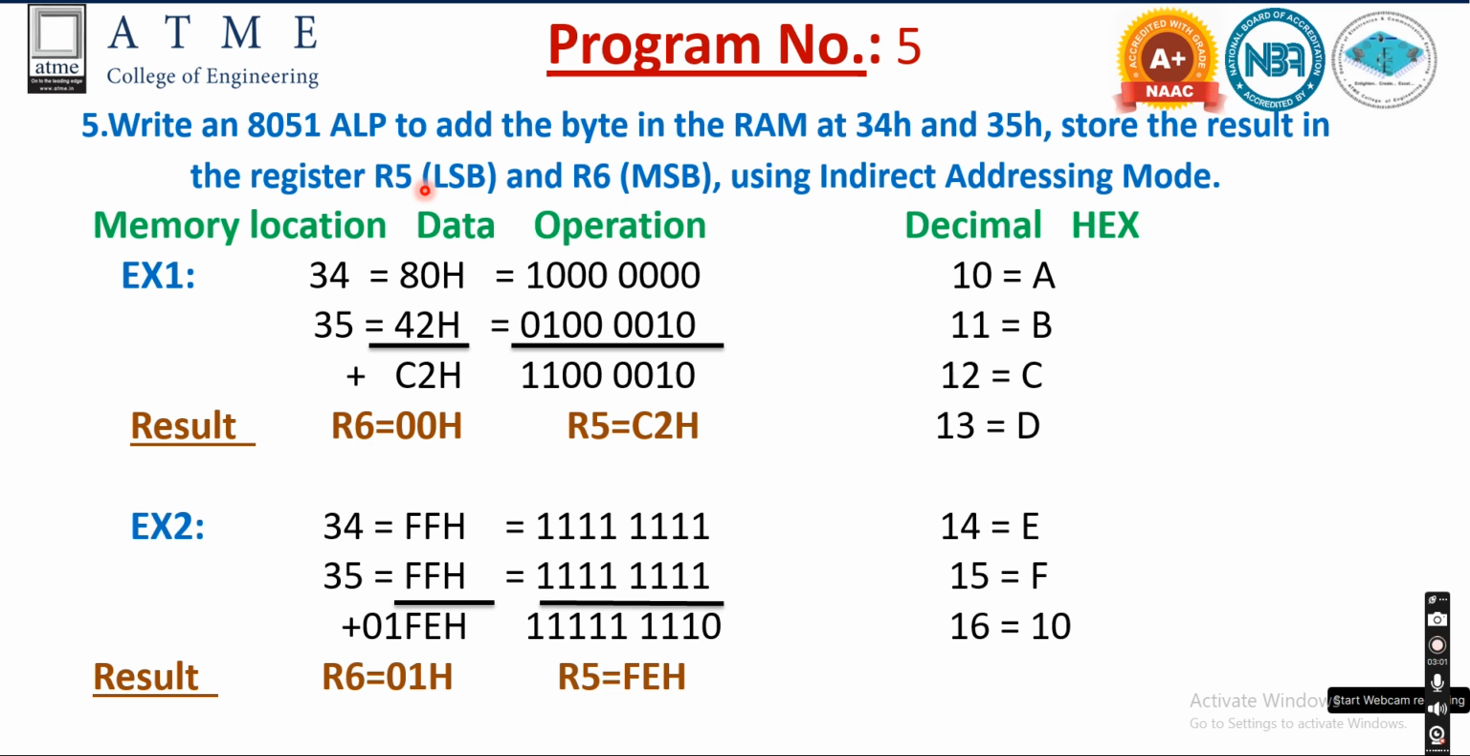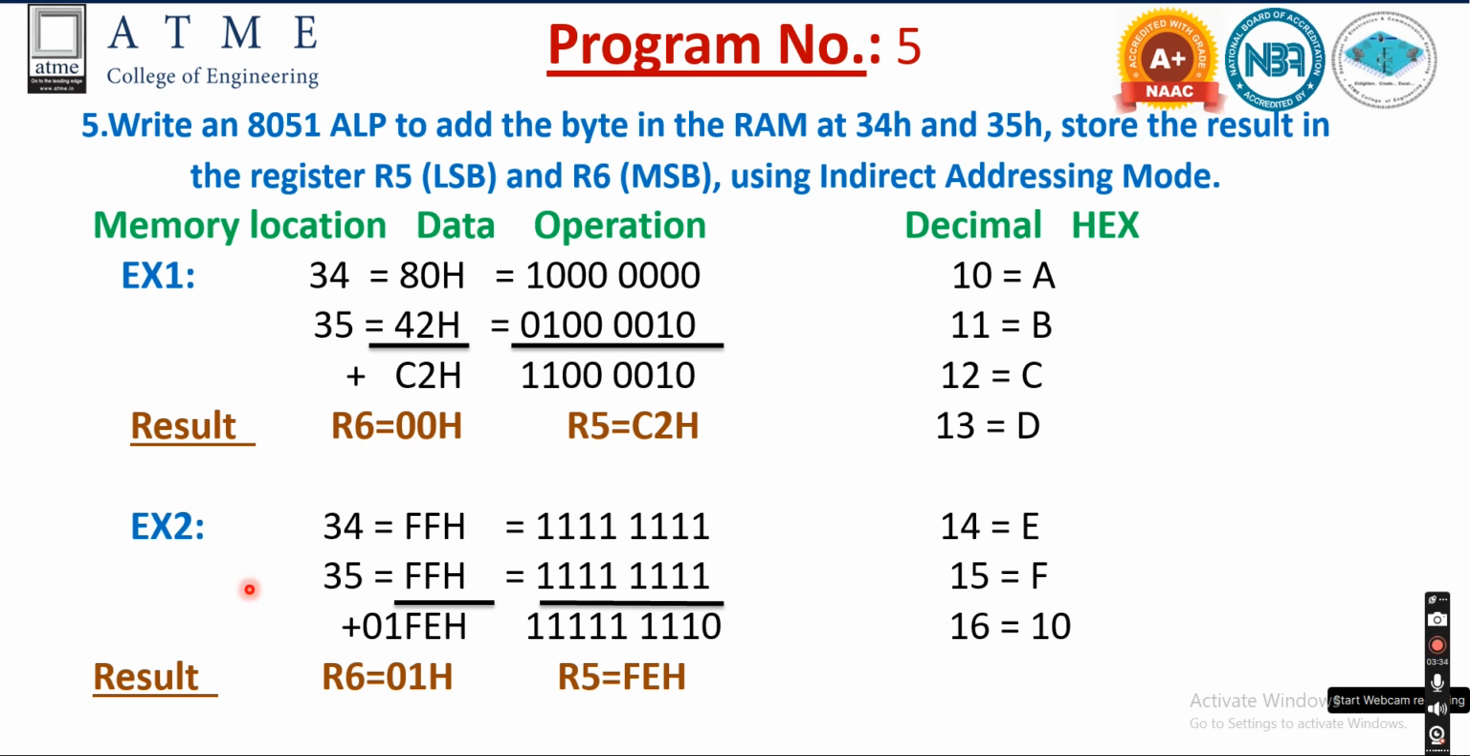Here, as per the given instruction, the R6 register holds the MSB byte of the result. In this case, the MSB byte is 00, so R6 is equal to 00H. Whereas R5 holds the LSB byte of the result, that is, C2 is stored in R5. Similarly, in this case carry is not generated. That's why the MSB byte of the result will be stored as 00.